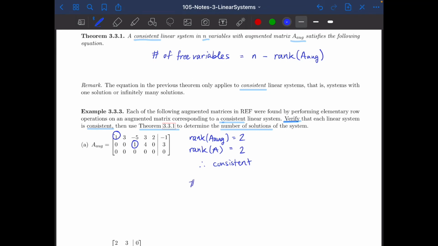We can use the equation: number of free variables equals number of variables minus the rank of the augmented matrix. So the number of free variables here is equal to the number of variables, which is 5. There are 5 columns to the left of the column of constants in the augmented matrix. And we found the rank of the augmented matrix to be 2. And so this linear system has 3 free variables. Since the linear system has at least 1 free variable, it has 3, that means that the linear system has infinitely many solutions.